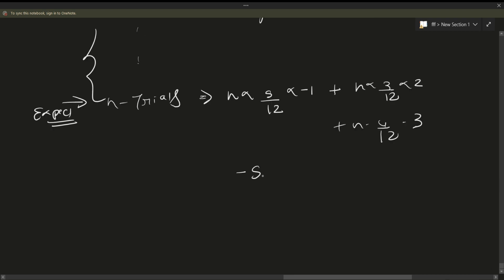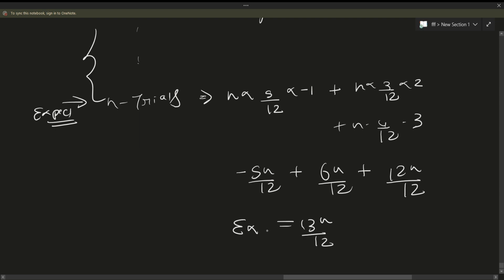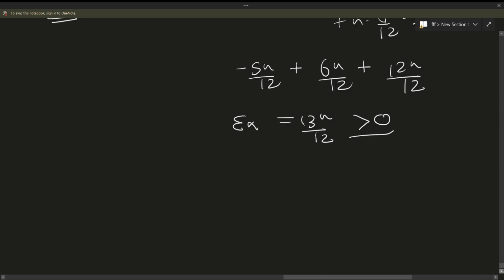The sum is -5n by 12, 6n by 12, and 12n by 12. So it will give me 1n, so it will give me 13n upon 12. That's my expected value. Since this is greater than 0, yes, you can play this game and there are higher chances that you can actually win.